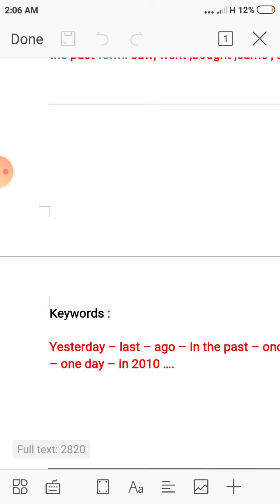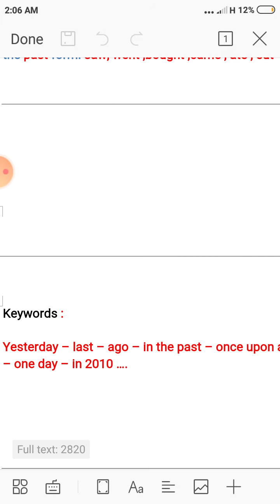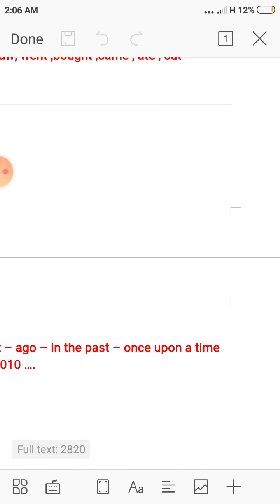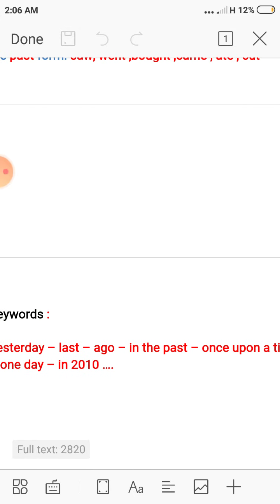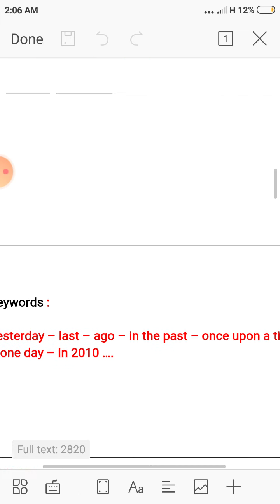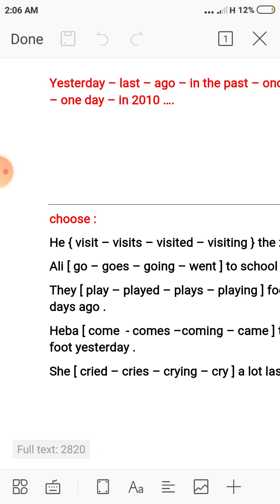So when we see yesterday, last, ago, in the past, once upon a time, one day, any date in the past simple tense, we have to add d or ed or ied for regular verbs. And we have to keep the second verb or the past form of the verb for irregular verbs. Now let's do this exercise. Choose the correct answer.